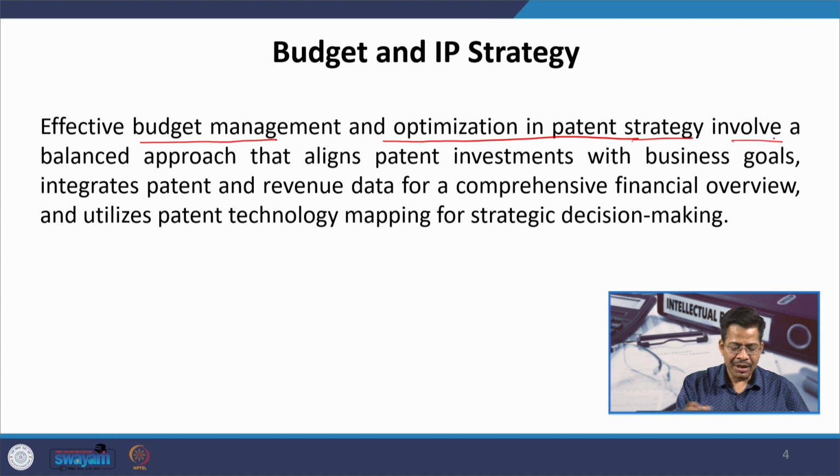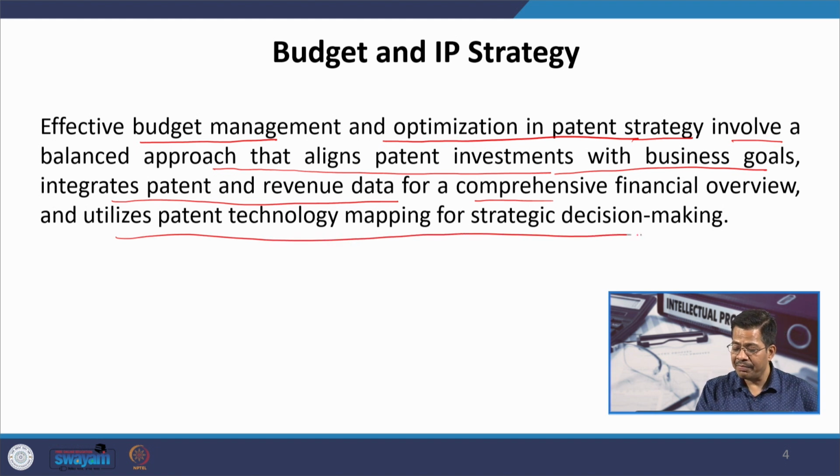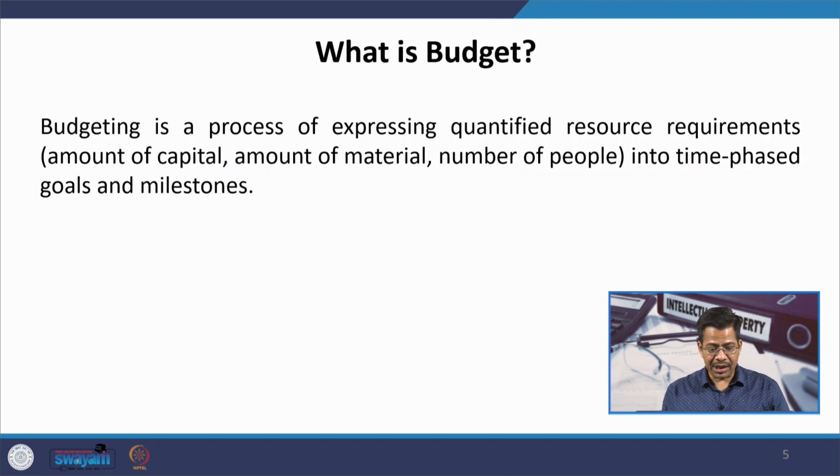It involves a balanced approach that aligns patent investment with business goals, as I just said, integrates patent and revenue data for a comprehensive financial overview, and utilizes patent technology mapping for strategic decision making. All these are important components of your patent strategy, and effective budget management is only possible when you have a proper IP strategy which is going to take care of all these aspects. Otherwise, why does budget come into the picture? Let us see that part first.